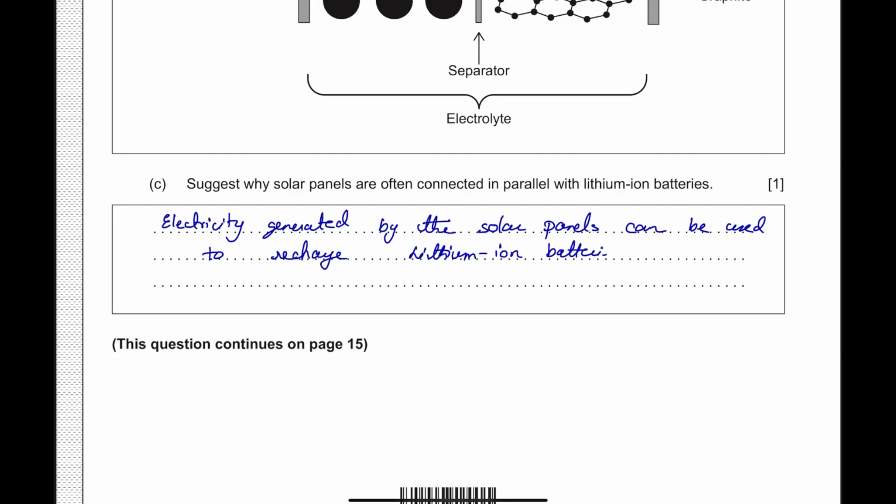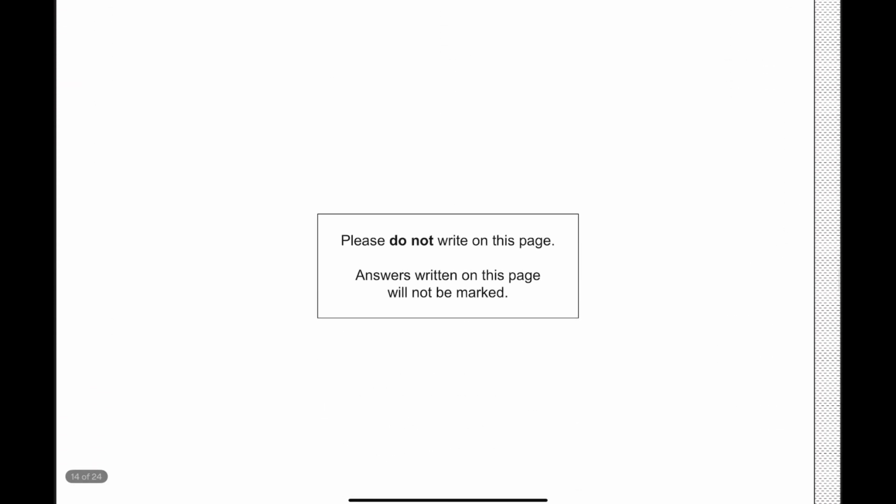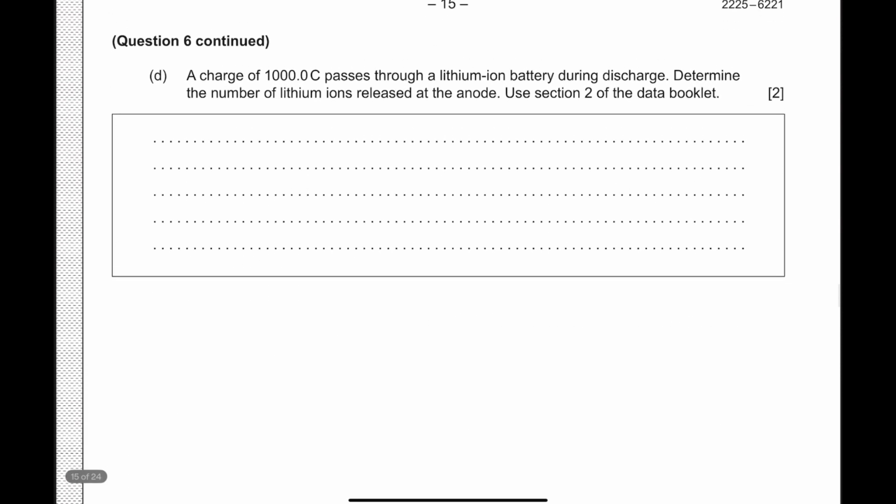Okay, done. Next, a charge of 1000 coulombs passes through a lithium-ion battery during discharge. You determine the number of lithium ions released at anode. First we have to find the moles of electrons which passed. So to convert charge to moles, you divide it with 96500. So 1000 divided by 96500 gives you the moles of electrons, which is 0.0104.